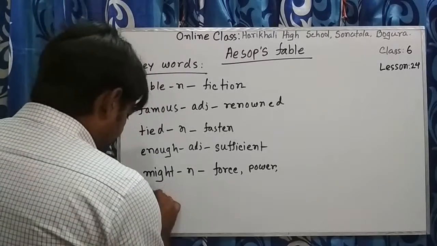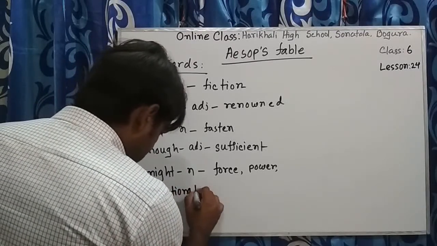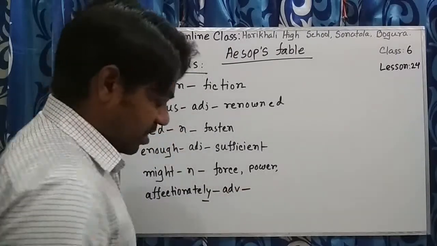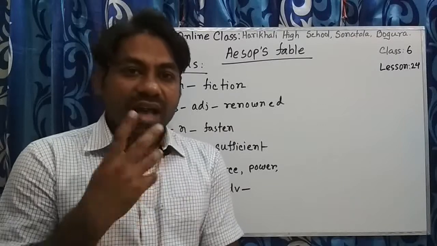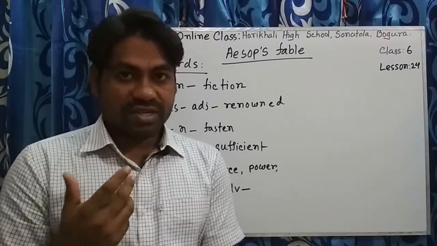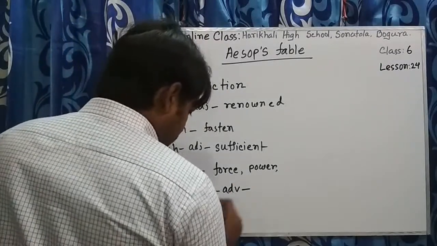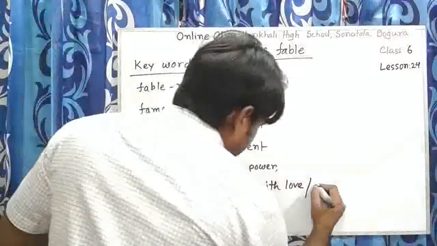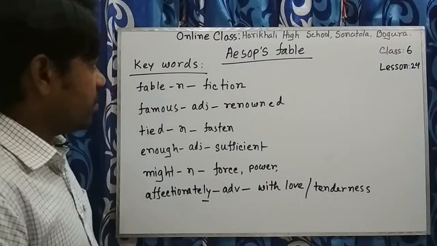Then affectionately. Affectionately. L-Y. So it's an adverb. Affectionately means our parents, our superiors who love us, who treat us affectionately, that is with love, with tenderness of heart, with tenderness of mind. So with love or tenderness. Hope you have understood all.